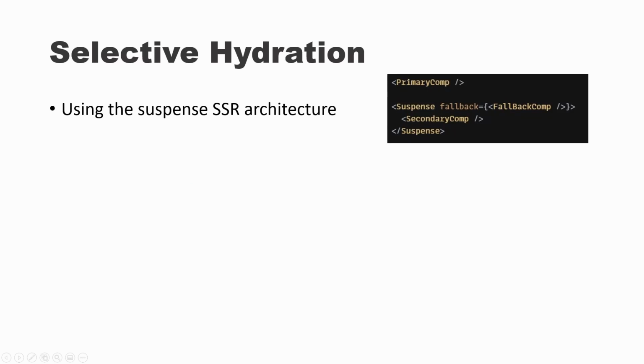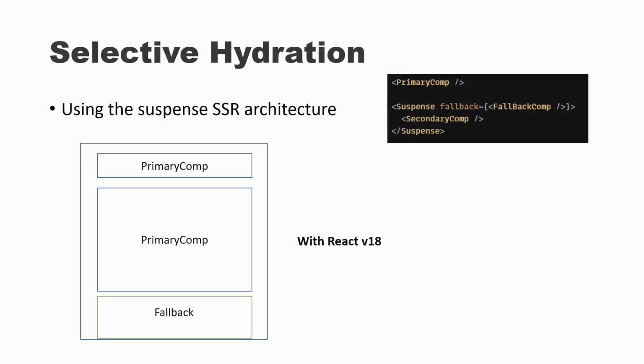So selective hydration solves this problem by prioritizing hydration on components that it's able to hydrate and also components that the user wants to interact with. For example, in this case, because the secondary component has not been sent from the server, it will prioritize hydrating the primary component first without waiting for the second component.